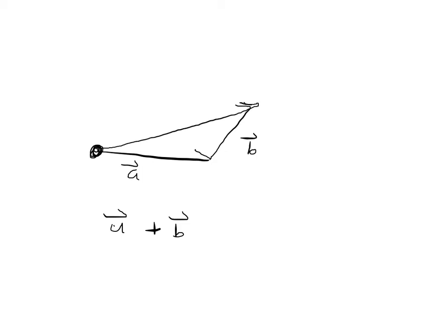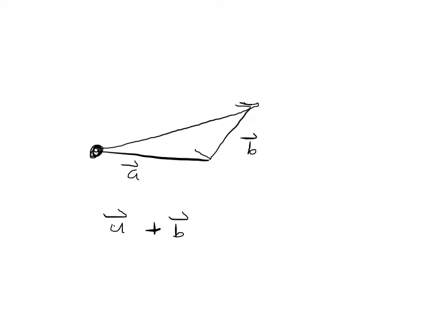And we can view that as, let's say you've gone in this direction for this distance, and then you've gone in this direction, this distance. What's the result? Where are you relative to the beginning? Well, you've gone here. So that's called the head-to-tail method for adding the two vectors.